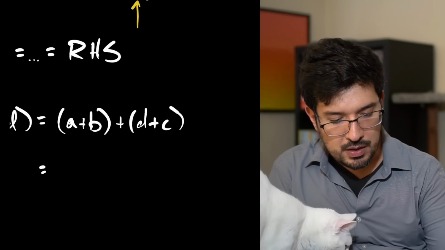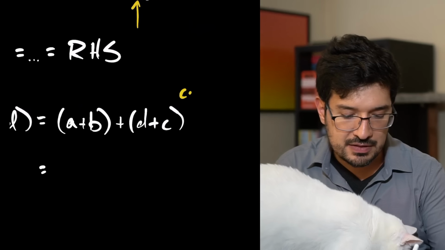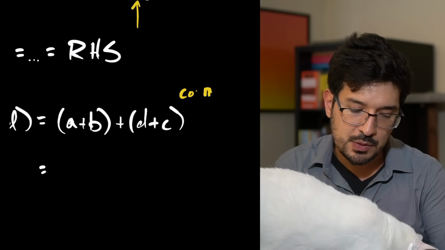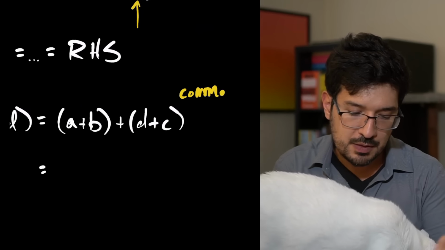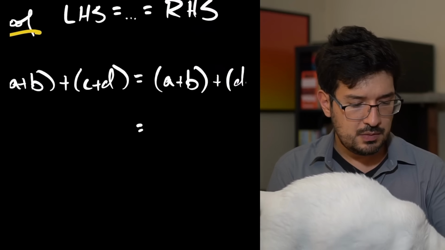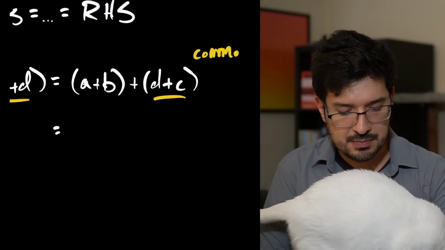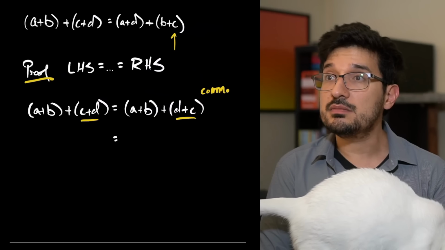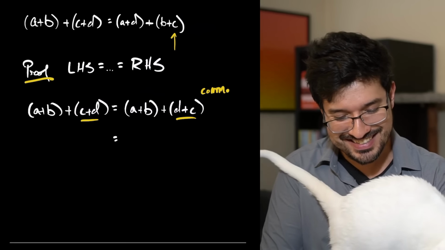So this step, we have to justify every step. This step was by commutativity. Commutativity, we said that C plus D equals D plus C. I'm going to try not to be moving the iPad around like crazy.